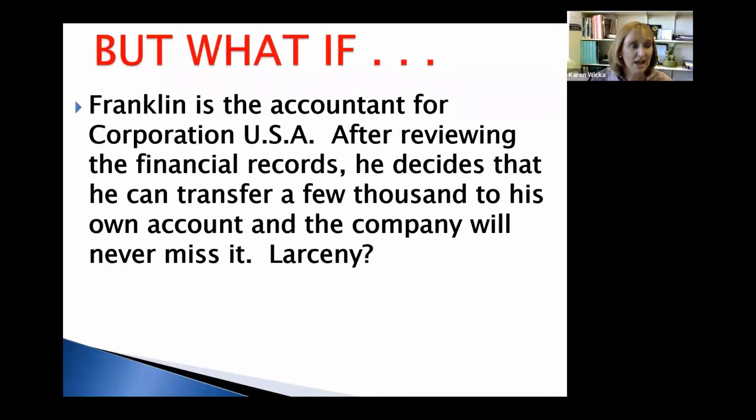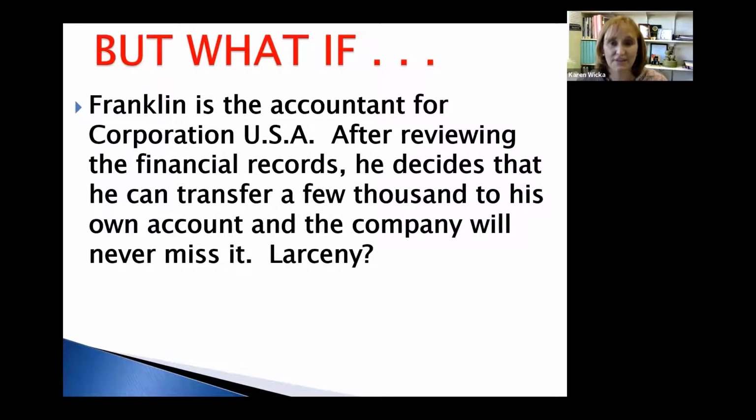What about this? Franklin is the accountant for Corporation USA. After reviewing the financial records, he decides that he can transfer a few $1,000s to his own account and the company will never miss it. So we have to go through with larceny.